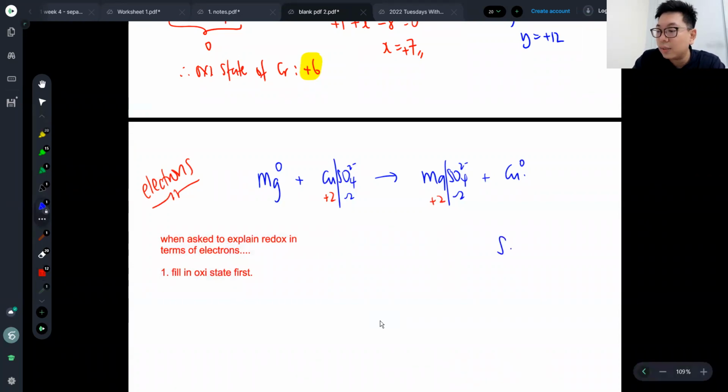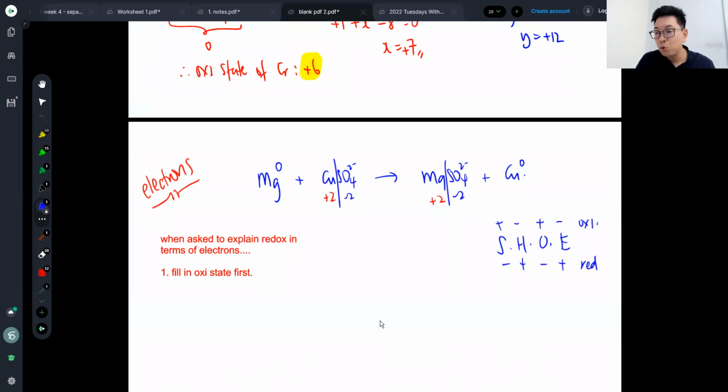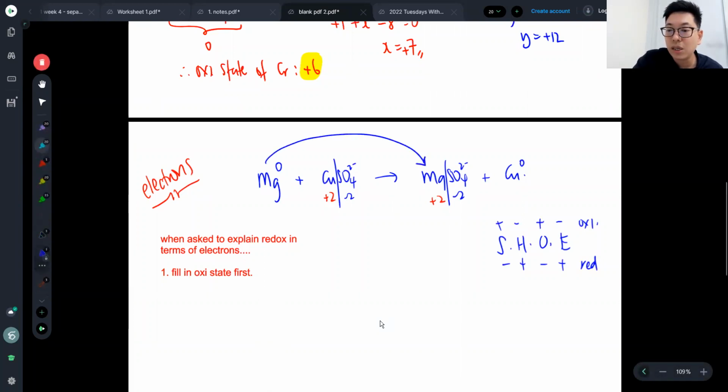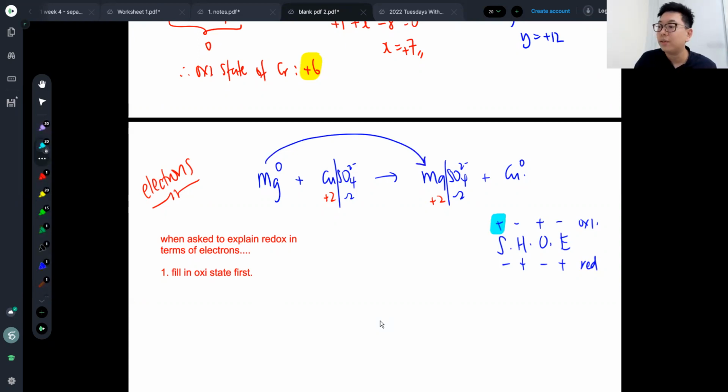I'll write SHOE, S-H-O-E. Plus, minus, plus, minus, minus, plus, minus, plus, oxidized, reduced. Step 2, what I'll do here is this. I know magnesium goes from 0 to +2. Oh, I know that the oxidation state increases, and if oxidation state increases, it will lose electrons. I don't really visualize what's happening, but I know because oxidation state increases, it must have lost electrons.